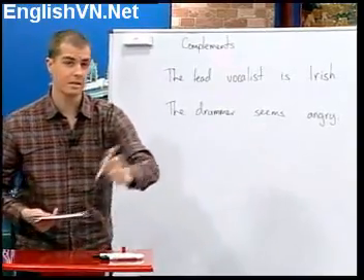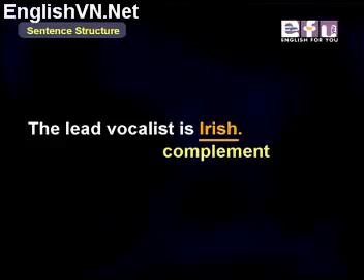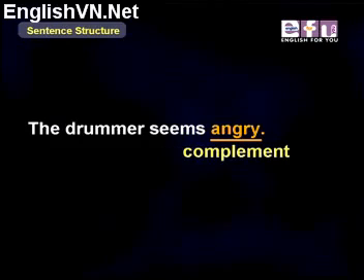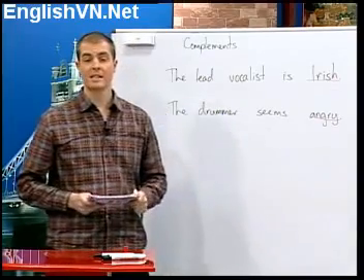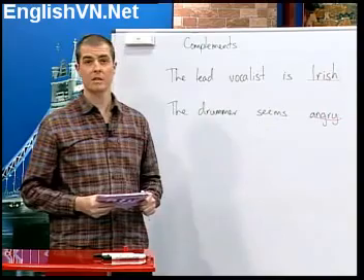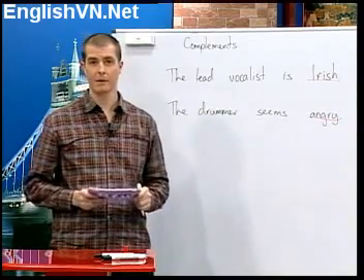In the first sentence, Irish is the complement. It tells us about the lead vocalist. In the second sentence, angry is the complement. It describes the drummer. You can see that in these sentences a complement can be an adjective. It can also be a noun. Well, let's practice these now.